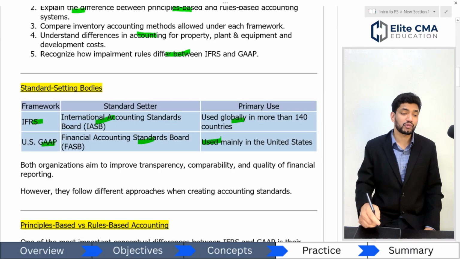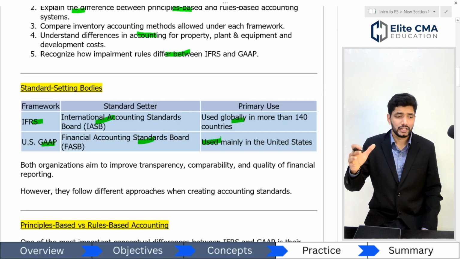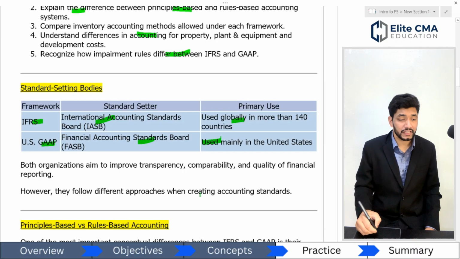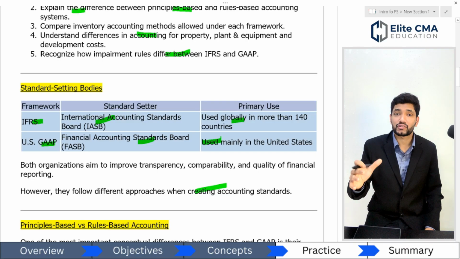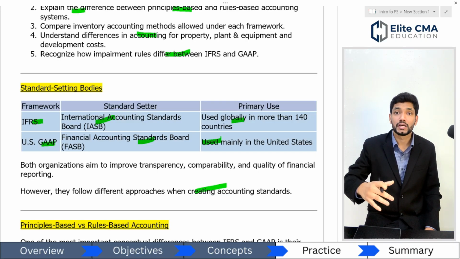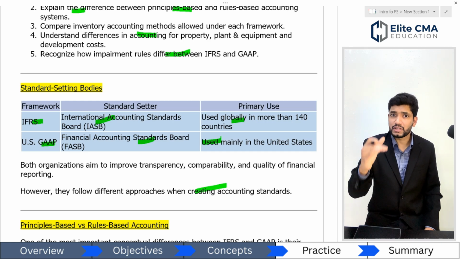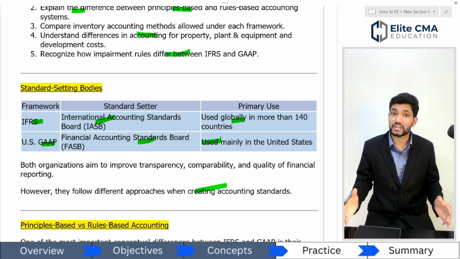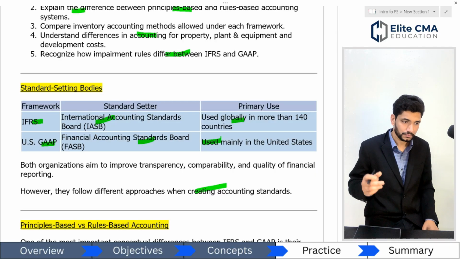Both organizations aim to improve the transparency, comparability, and quality of financial reporting. However, they follow different approaches when creating accounting standards. In certain areas they follow different approaches, like we discussed in inventory valuation, valuation of property, plant and equipment, and impairment.